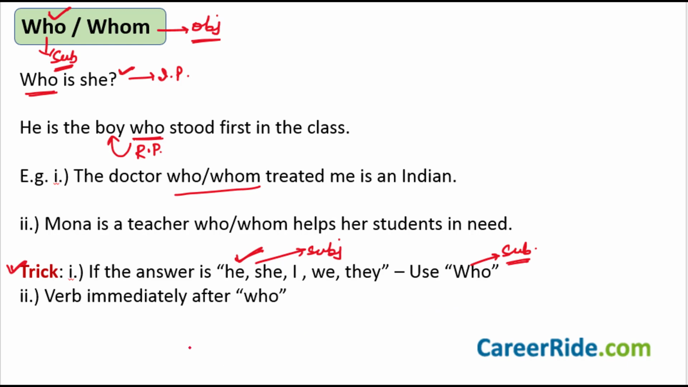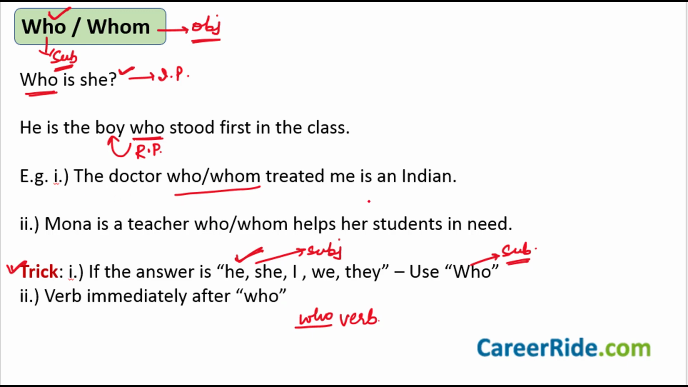The second thing to know here is when there is a blank and there is a verb immediately following it. When there is a verb immediately following it, it has to be filled with who. Okay, this is the second trick. Let's see if we are able to apply these tricks in this sentence.